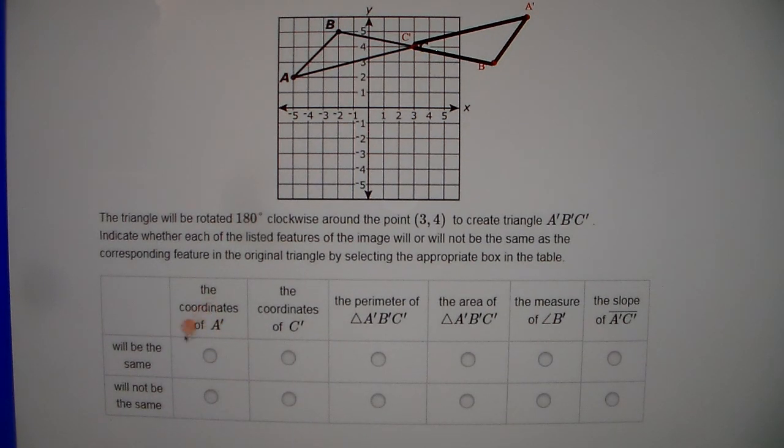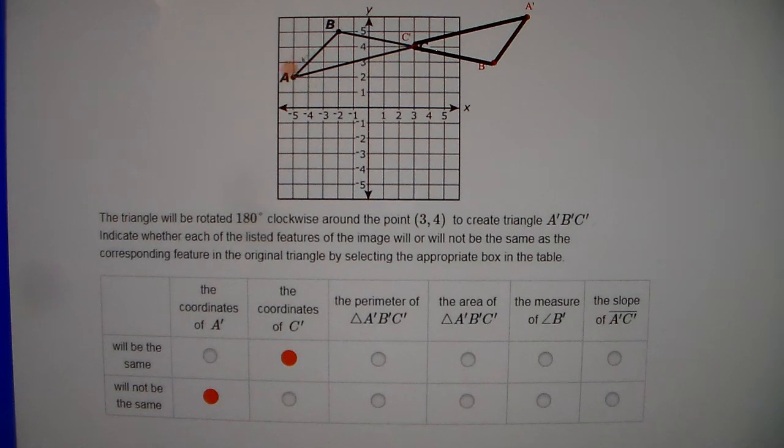So, the coordinates of A and A prime will not be the same. That will be false. So we're going to fill in that bubble. For C, the coordinates of C prime and C will be the same. That will be true. And for B, there's no option, they're not asking about B, but we know that moved too.